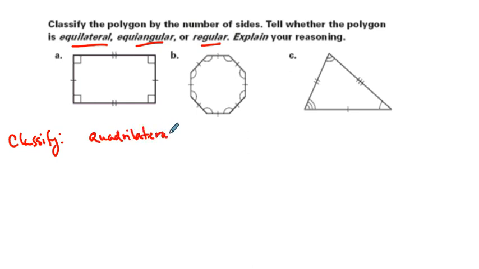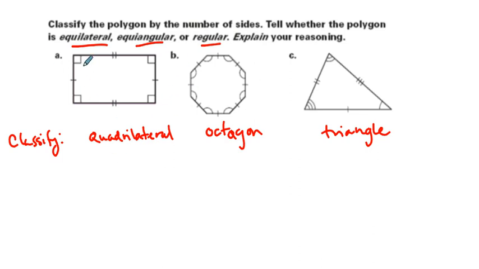You know a lot of quadrilaterals already, like squares, rectangles, parallelograms, and you might learn some new ones when we get to that section, like a kite or a trapezoid. So that's a fun section or a fun unit, and we'll go through that in a little while. Okay, the next one is an octagon. Okay, 8-sided shape, and then the last one is a triangle. Okay, now let's say whether they're equilateral, equiangular, or regular.